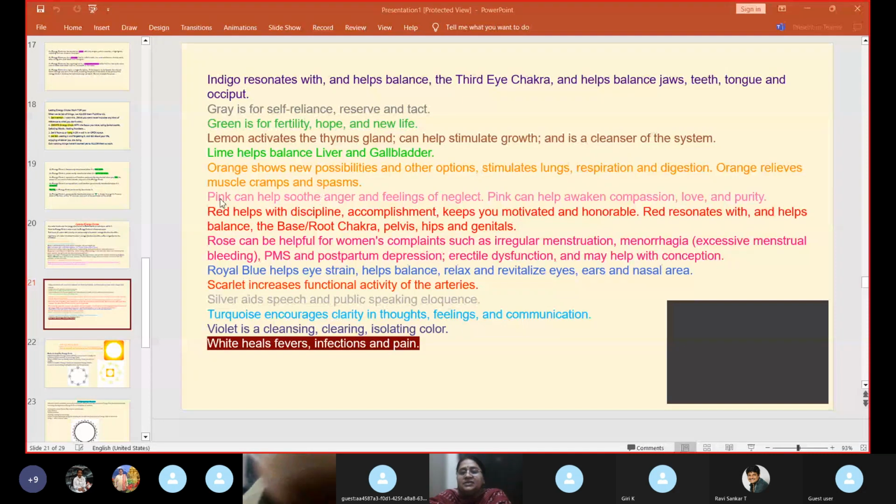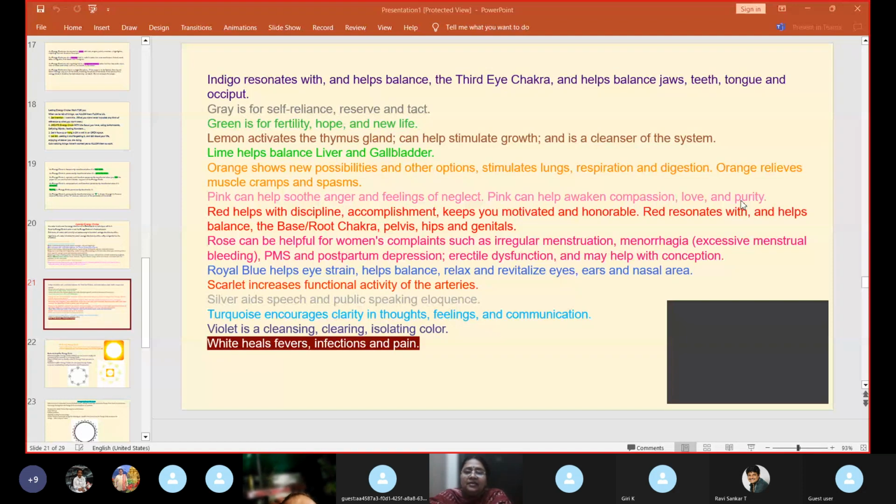Pink brings down the anger, and also for people who feel hurt that they have been neglected, those feelings can be curbed by using pink around them. And it also awakens compassion, love, and purity.